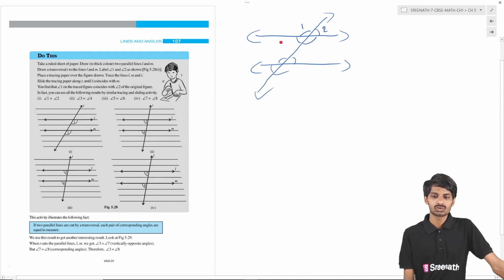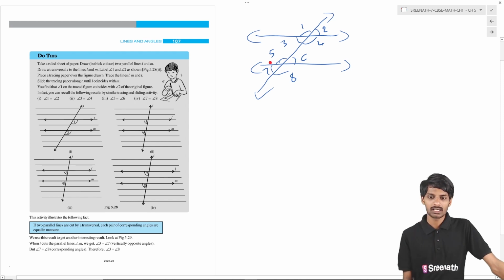So 1 2 3 4 5 6 7 8. So 1 and 5 are corresponding angles, and 3 and 7 are corresponding, and 1 and 8 are alternate exterior angles. So all the stuff we have discussed.